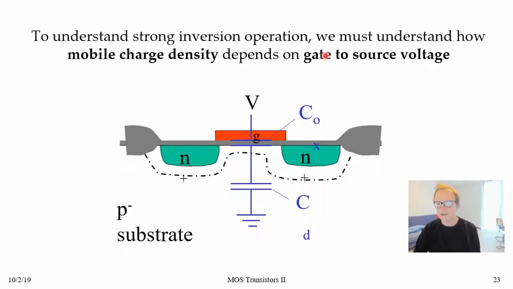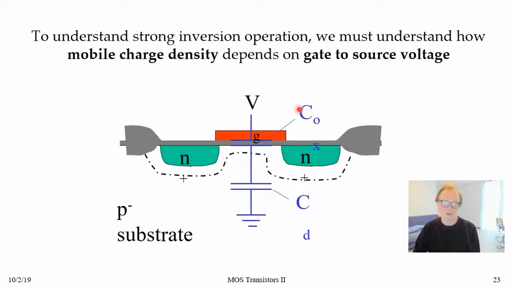Why is it gate to source voltage? Because the carriers in this transistor are always coming from the source, unless you shine lots of light on it or it's very hot and they can be thermally generated. Otherwise, all the electrons that flow through this transistor are going to come from the source. So it's gate to source voltage that still matters.